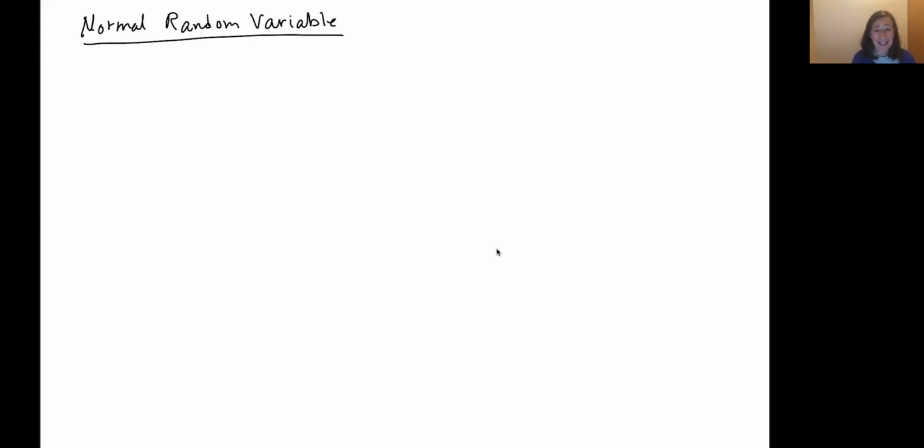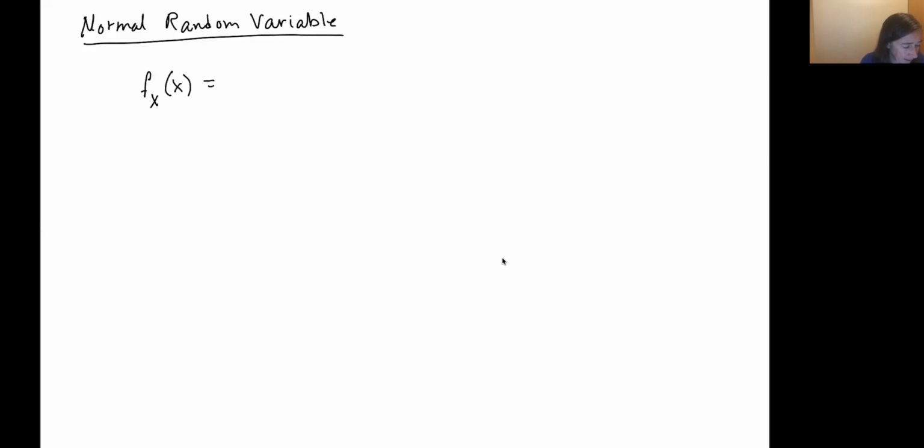So time to talk about the normal random variable. We've sort of hinted around about it a little bit before, but now we're really ready to look at its PDF. So let's write down that baby. If a random variable x is normal, it has a PDF that looks like this.